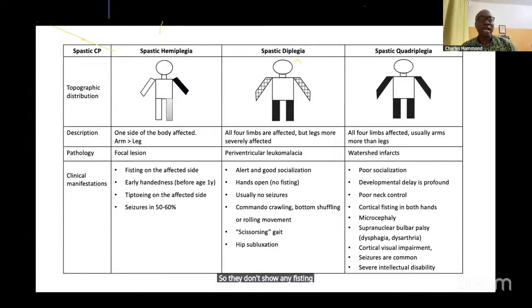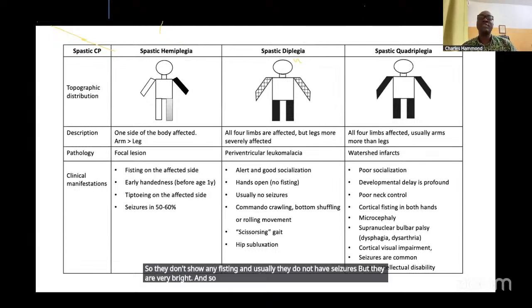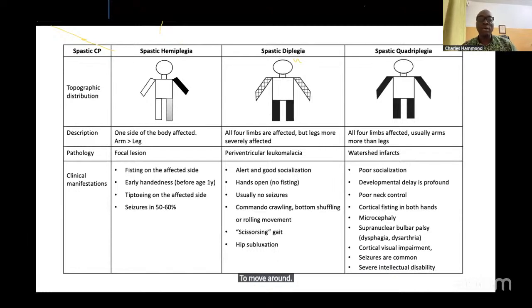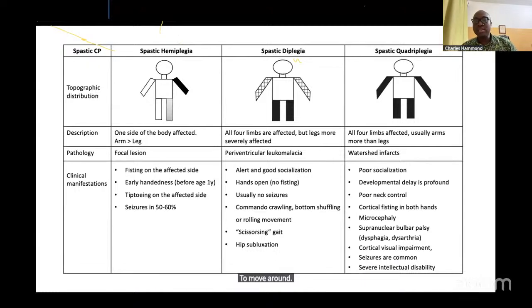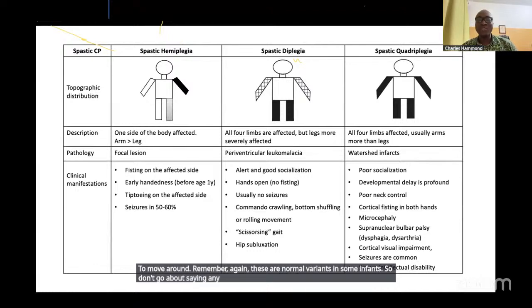And usually they do not have seizures, but they are very bright. To move around, they have severe weakness in their lower limbs, so they use maneuvers like commando crawling, bottom shuffling, or sometimes rolling over. Remember, these are normal variants in some infants, so don't go about saying any infant that is commando crawling or bottom shuffling has spastic diplegia. But I'm saying that some spastic diplegias will rely on these maneuvers to move around.